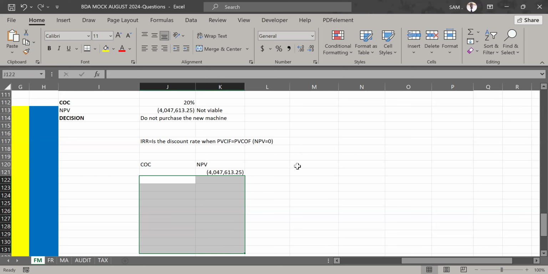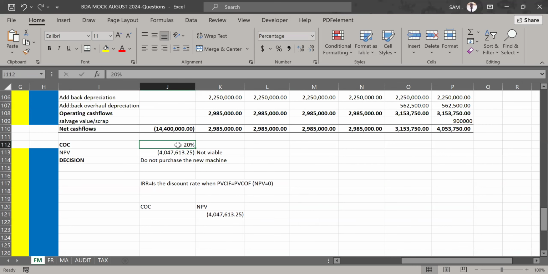Now, when you want to draw a graph, the graph has to be normal. Remember, a graph has to be a normal graph. A graph does not have just one value. A graph has a range of values. And how do you get to tell the range of values? I want you to look at the cost of capital you have. It is 20%. So we need to get values before 20% and after 20%.